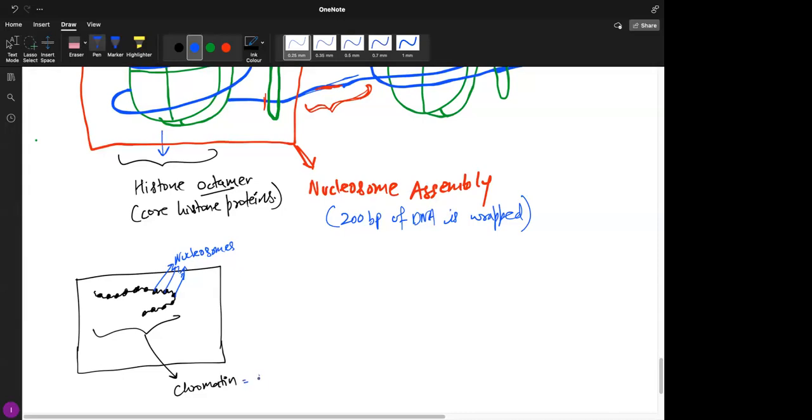Yes. So write down: chromatin is also known as bead on string structure. So histone assembly, histone octamer, H1 histone, chromatin, nucleosome, everything is clear to you?